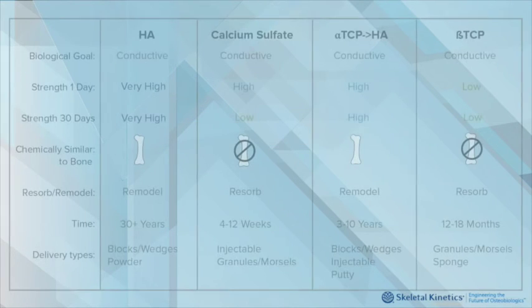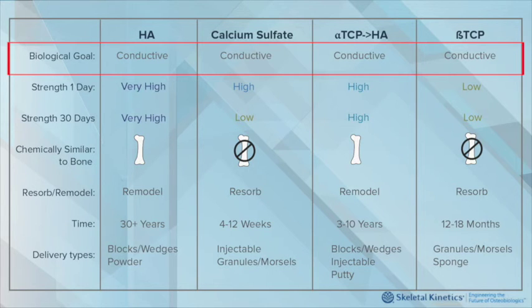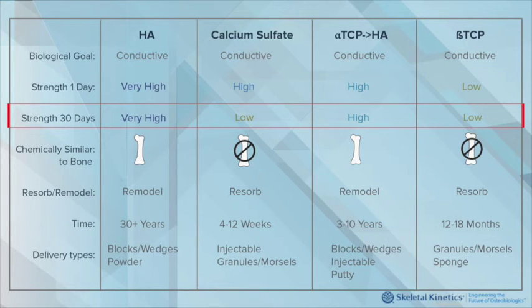The following grid is to help your understanding of all the mineral-based components we previously just explained. As you can see, when comparing the different grafts, this will help you to identify the differences between each of them. All these grafts, biologically, are only conductive by themselves. Early strength at day 1 is very high for hydroxyapatite, calcium sulfate, and alpha TCP, which will obviously convert to HA in vivo. Strength at 30 days, however, the only two that successfully stay at higher strengths than bone or similar would be HA and alpha TCP.